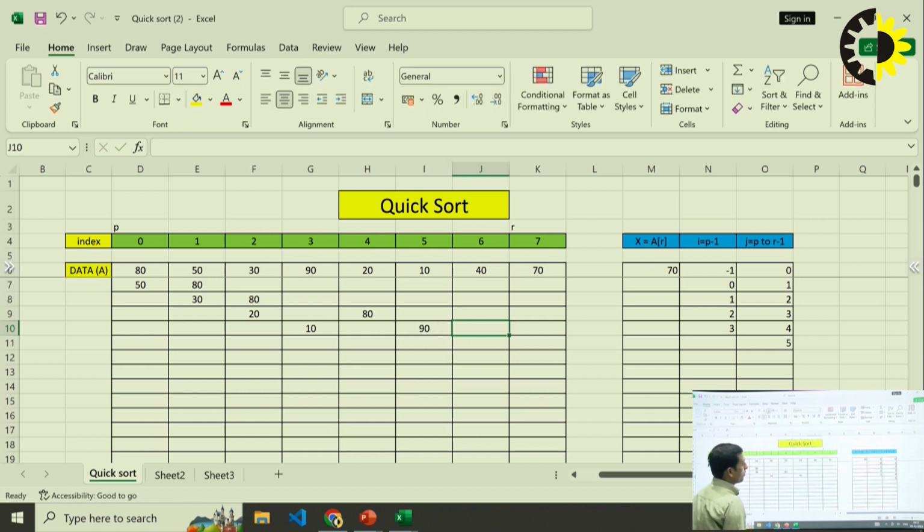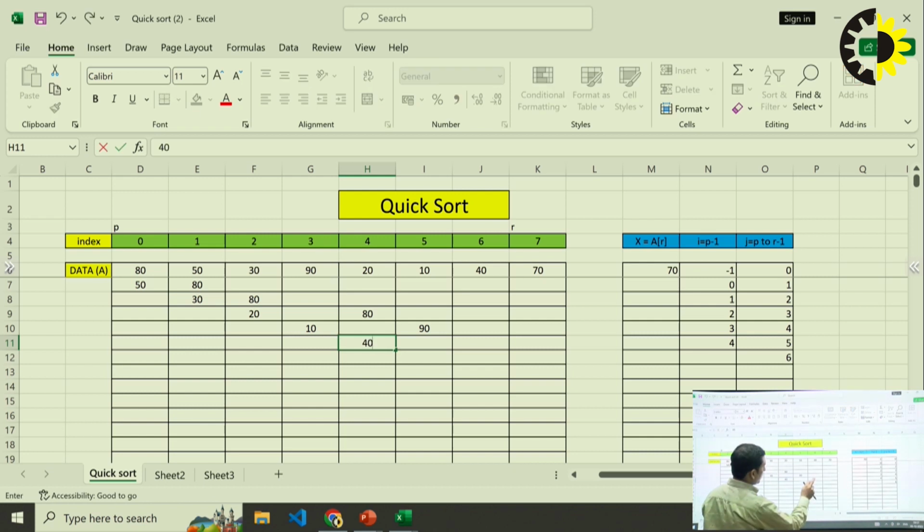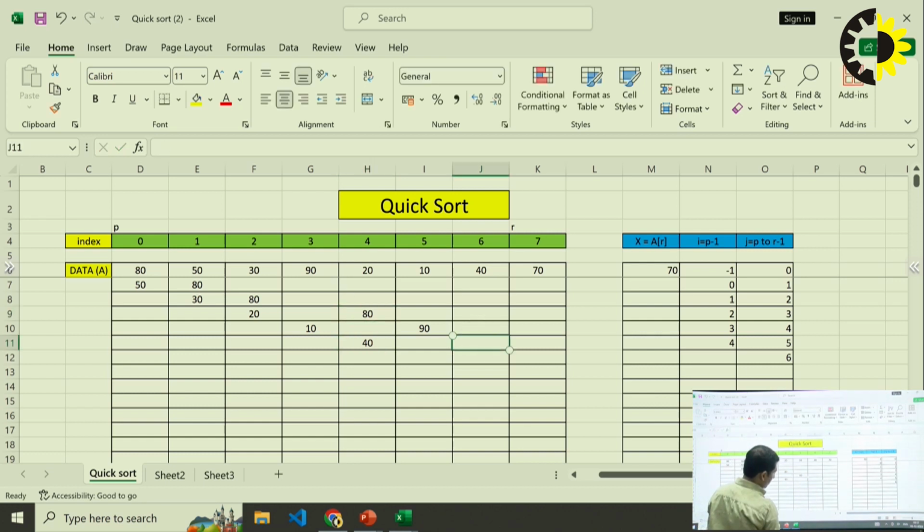Okay. Now increment the J, that is 6. The element indicated by 6 is 40. 40 is less than 70. So what to do? Increment the I, meaning 4, and swap the elements indicated by I and J, that is the 4th and 6th index elements. The 4th index element is 80 and the 6th is 40. Now 40 will come here, and 80 will come here.